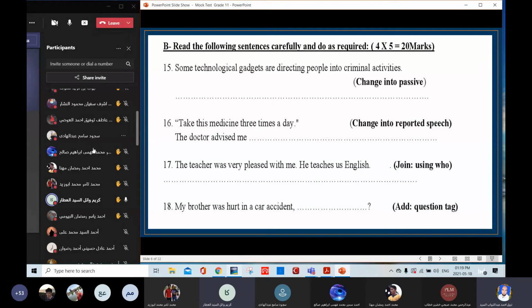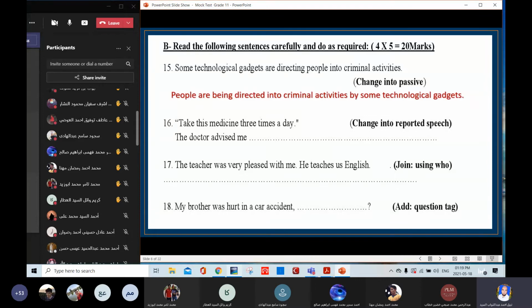Thank you, Karim. Excellent. Here, Karim notes we begin with the object people. Muhammad Tamir, Muhammad Ahmad Ramadan, Ahmad Samir, are directing, which tense is it? Present continuous. Present continuous in passive we use are or is being plus past participle. So the right answer: people are being directed into criminal activities by some technological gadgets. Thank you, Karim, so much.